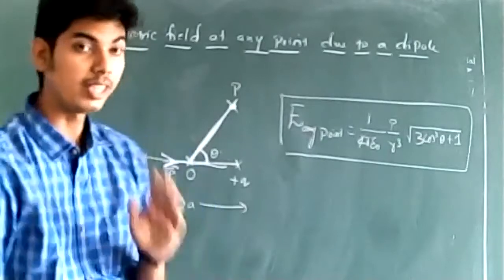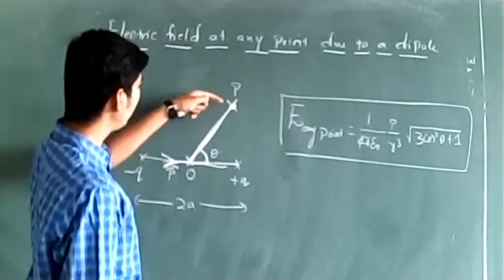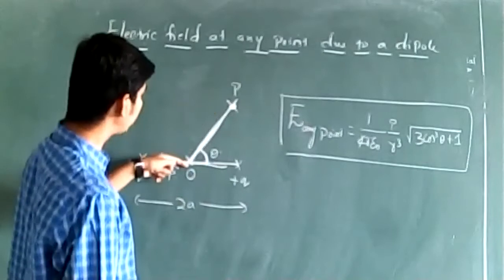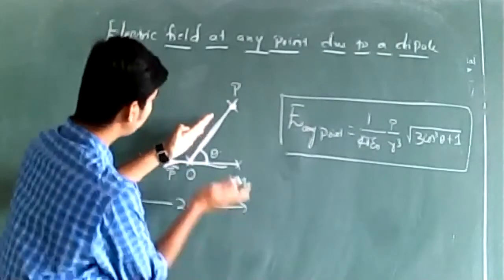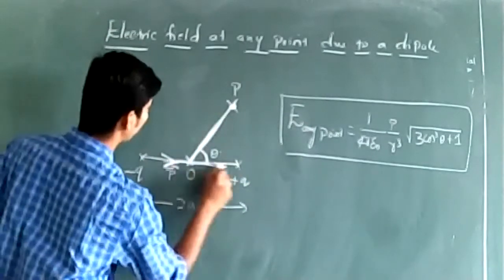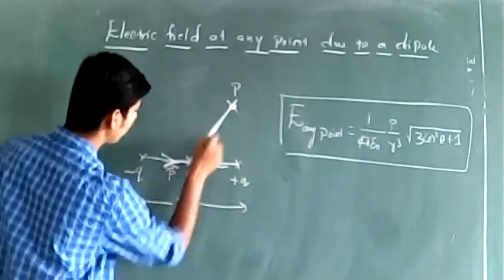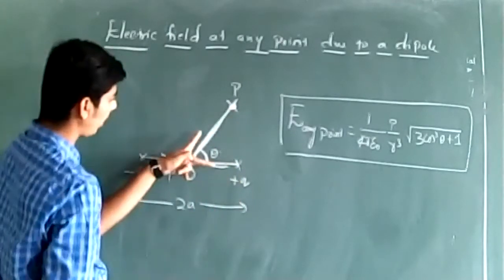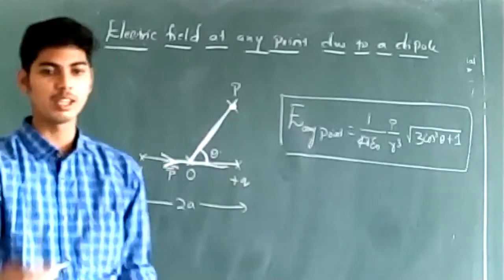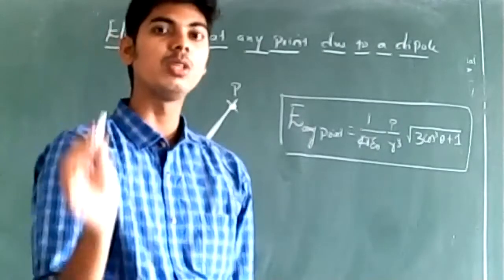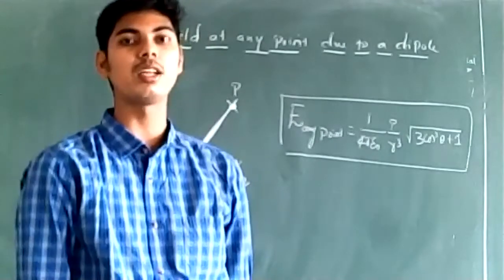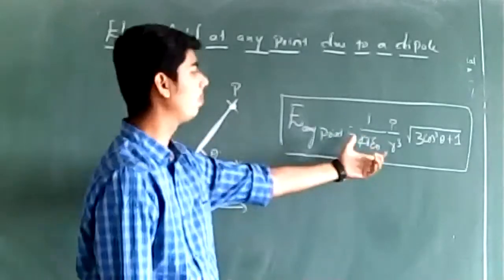Theta ಏನು ಗೊತ್ತು? Theta is the angle between the line joining point P to the center of the dipole and the dipole moment. This is the direction of dipole moment. This is the line joining point P to the center. ಇವೆರಡರ ಮಧ್ಯೆ ಇರೋ angle theta. ಹಾಗಾದ್ರೆ ಇದೇ ಈಕ್ವೇಷನ್ ನಾವು ನೀವು ಥೀಟಾ ಸಬ್ಸ್ಟಿಟ್ಯೂಟ್ ಮಾಡಿದ್ರೆ ಆಕ್ಸಿಯಲ್ ಲೈನ್ ಕೂಡ ಎಲೆಕ್ಟ್ರಿಕ್ ಫೀಲ್ಡ್ ಫೈಂಡ್ ಔಟ್ ಮಾಡಬಹುದು. ಯು ಕ್ಯಾನ್ ಜಸ್ಟ್ ರಿಮೆಂಬರ್ ದಿಸ್ ಈಕ್ವೇಷನ್.